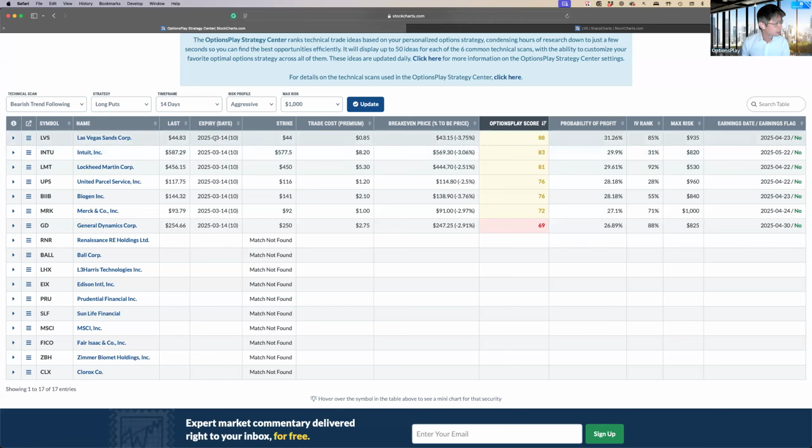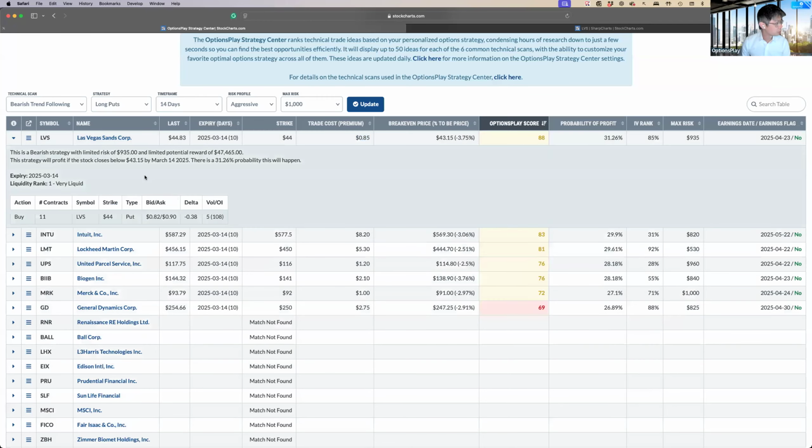So this is saying buying the March 14th option, which expires in 10 days, buying the $44 strike price when the stock is currently trading at 44.83. This will cost you 85 cents for this put option, and the break-even price is 43.15. So the stock has to move about 3.75% to the downside in order to break even.